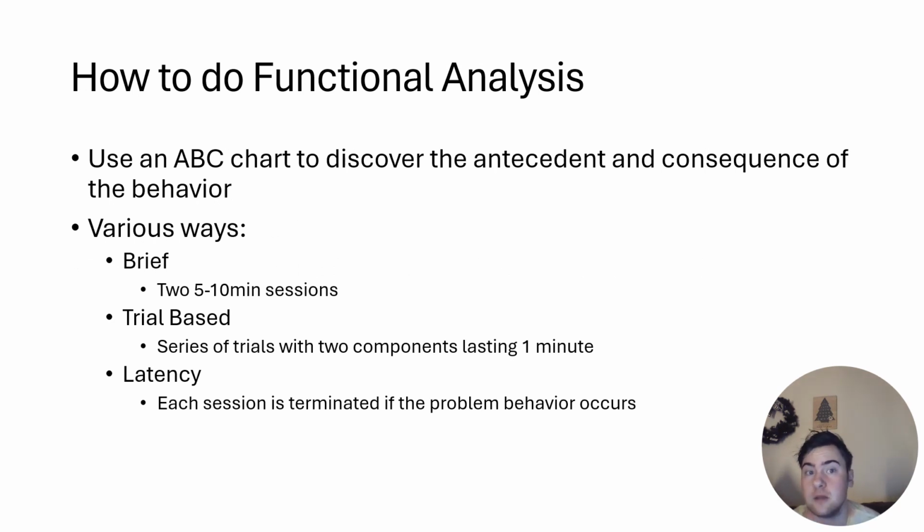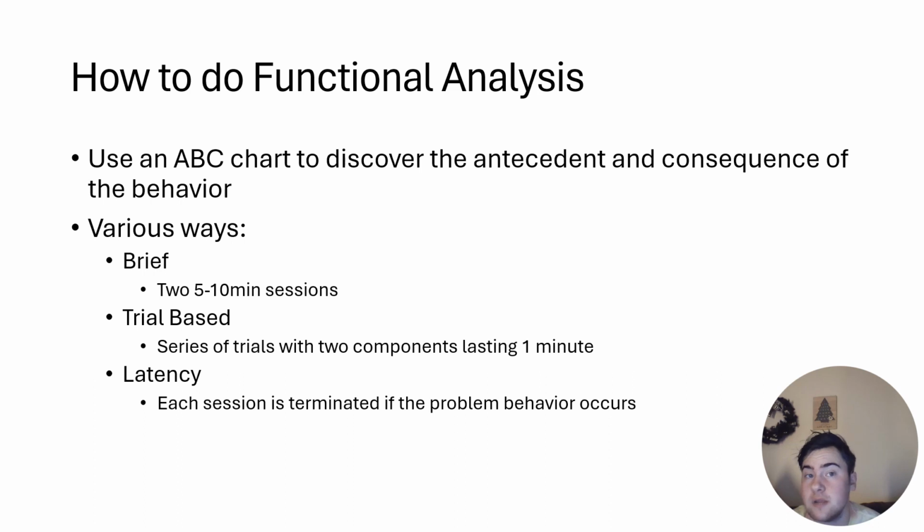Now, how do you do functional analysis? How do you record data? So to use and record the data, you use an ABC chart to discover the antecedent and consequence of the behavior. ABC means antecedent, behavior, and consequence. You write the antecedent first, you write the behavior that happens, and then you write what happened after. That's your consequence. What happened after is your consequence. Doesn't necessarily mean it's a bad thing. We just call it consequence.